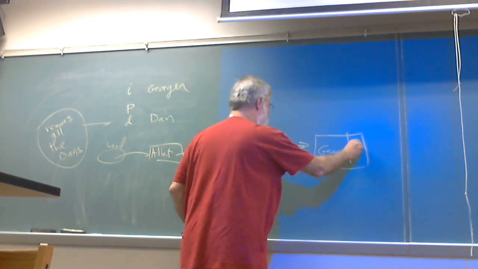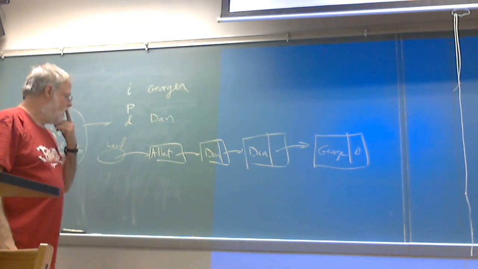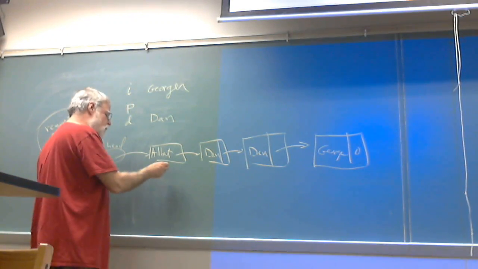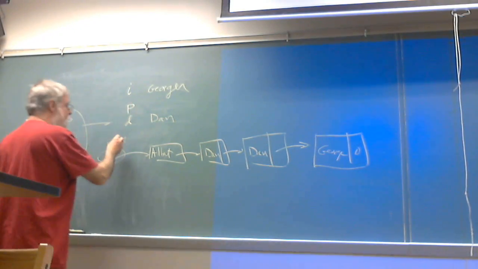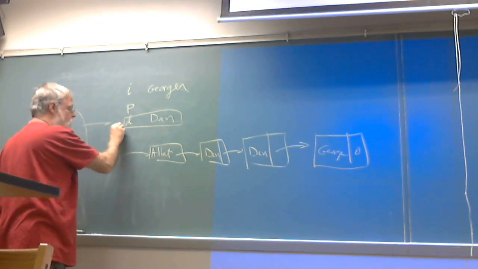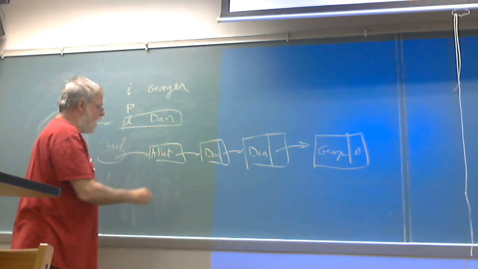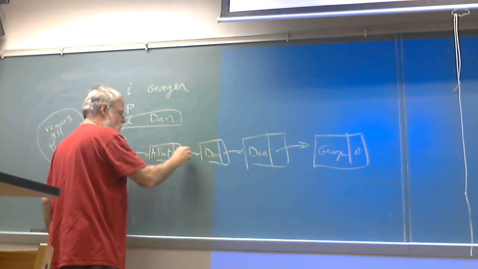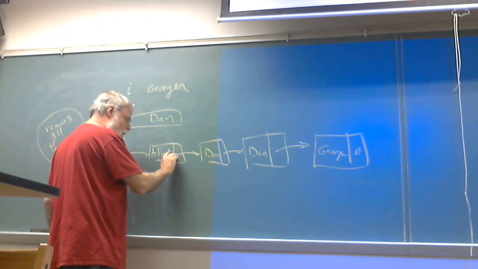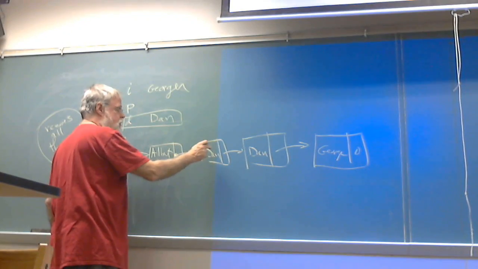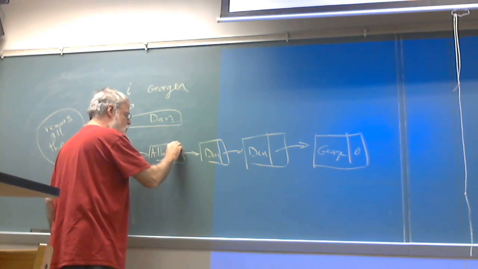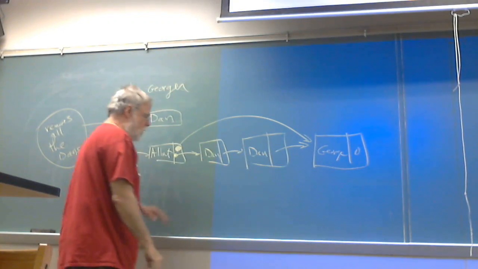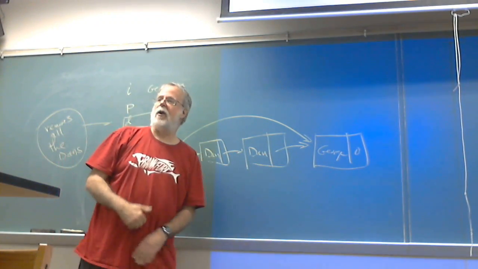And maybe that's the end of the list. And so part of what you have to do is this: if the command is delete Dan, then what should happen is this pointer here is going to be changed. Right now, the value here points to Dan, but we need this value to point to George, so that this Dan and this Dan aren't in the list anymore.